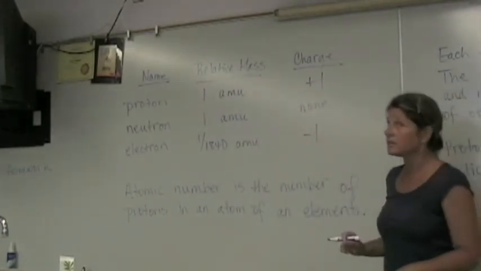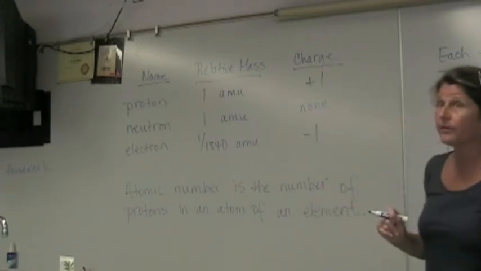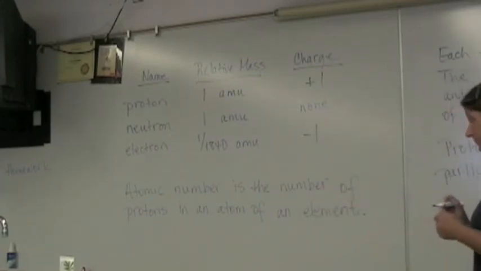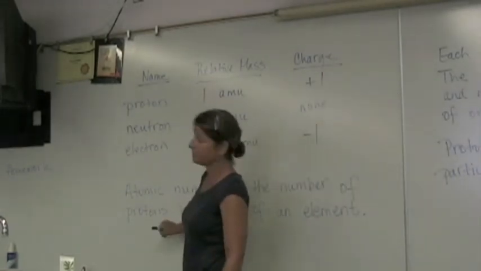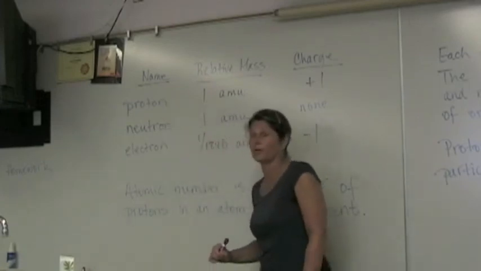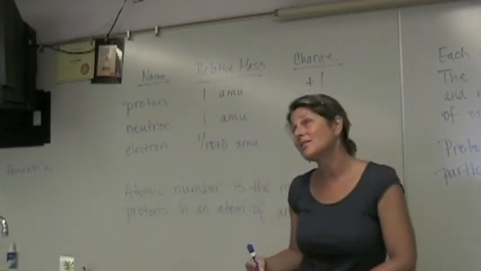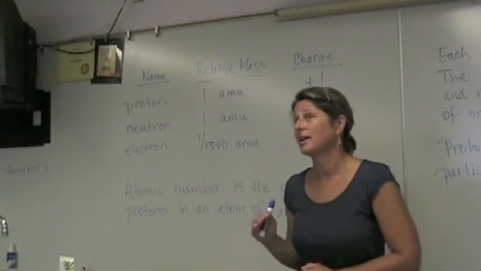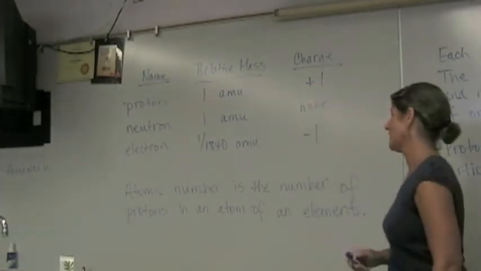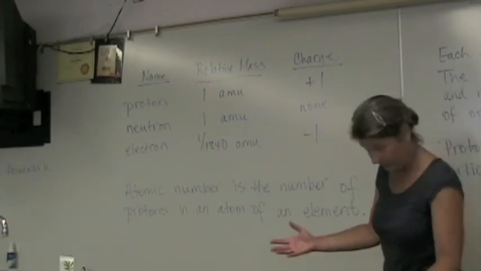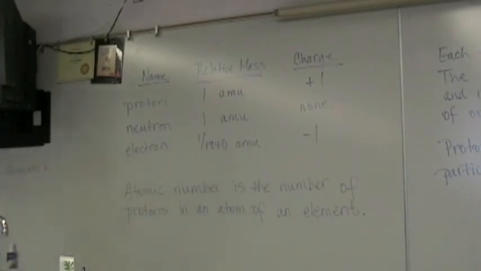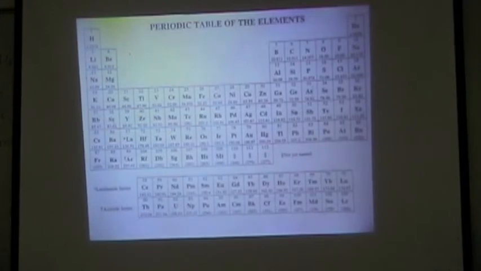And it is basically the fingerprint of an atom. It is the number of protons in an atom, its atomic number, which gives a particular element its identity. So let's go back to the periodic table and have a look at where we can find this. Okay, here we are back with the periodic table of the elements.